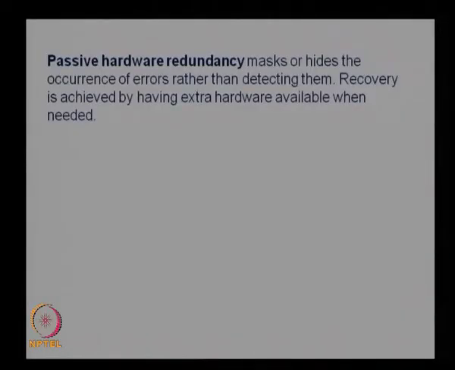So, what actually happens is, if there are multiple or redundant hardware and one of the hardware fails, then the other hardware will automatically take over without informing the system that there is an error, or without the system knowing that there is an error. So, that is the passive hardware redundancy, where it will try to hide or mask the error rather than detecting it. Recovery is achieved by having extra hardware available when needed. Since there is additional hardware available, recovery is easy. It can automatically recover from the error, because the other hardware will take over the function and provide the normal functioning of the system. So, that is the passive hardware redundancy.